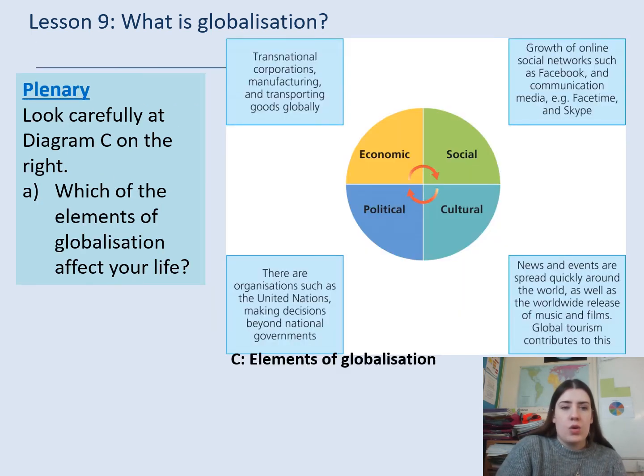Last one, you're looking at this diagram and you need to answer the question. So which of the elements of globalization affect your life? Which of them would affect your life? The economic, social, political, or cultural?